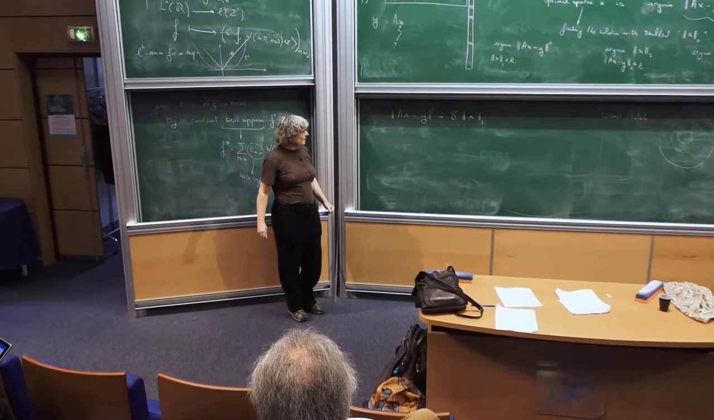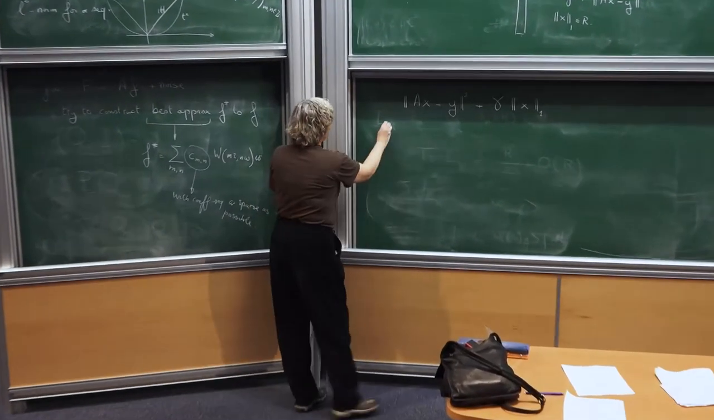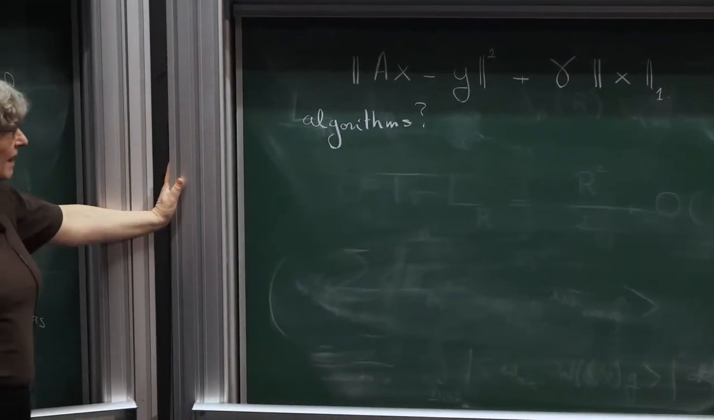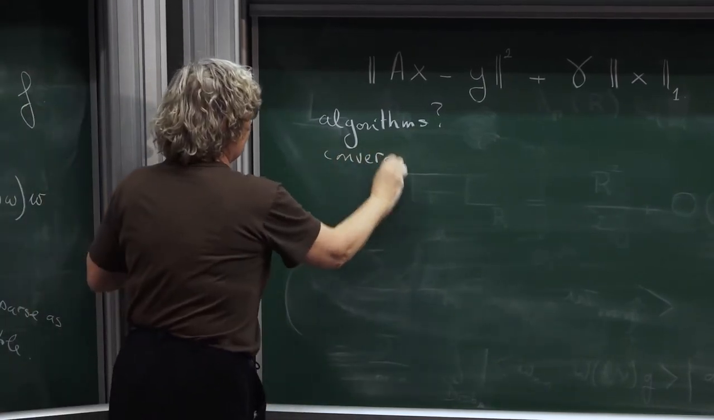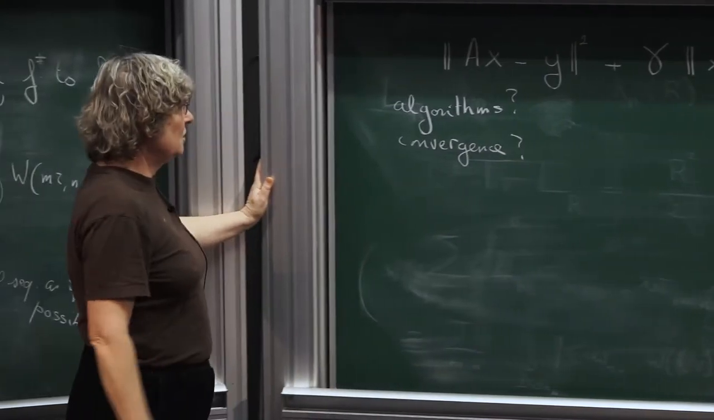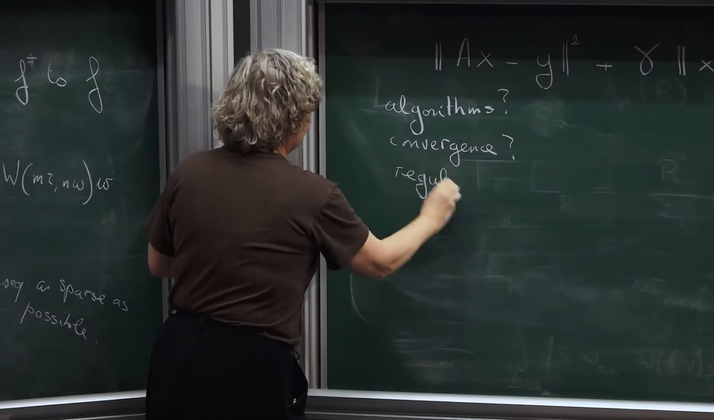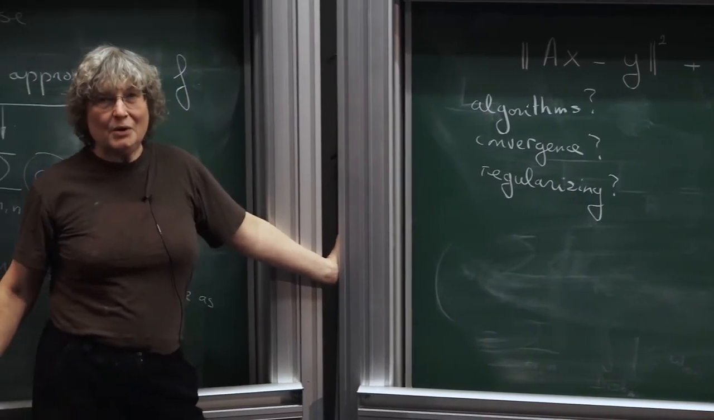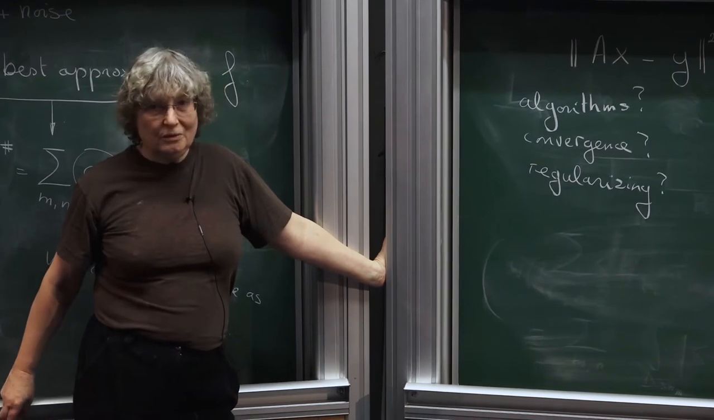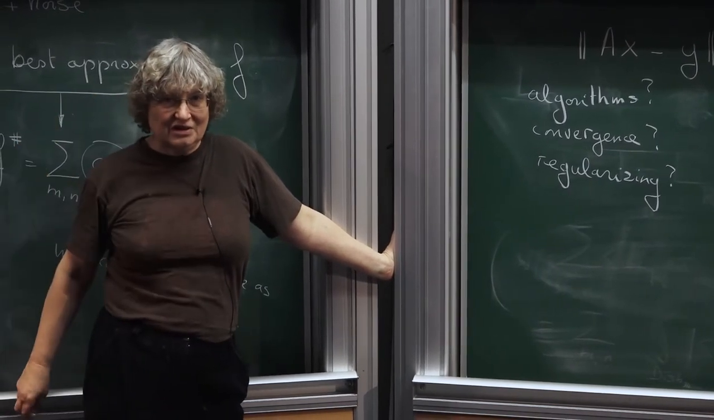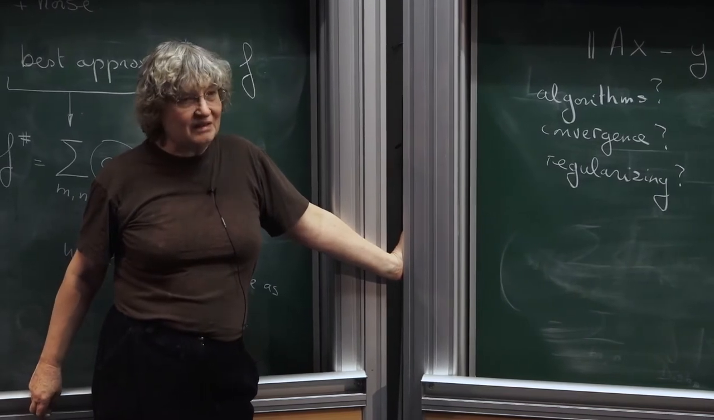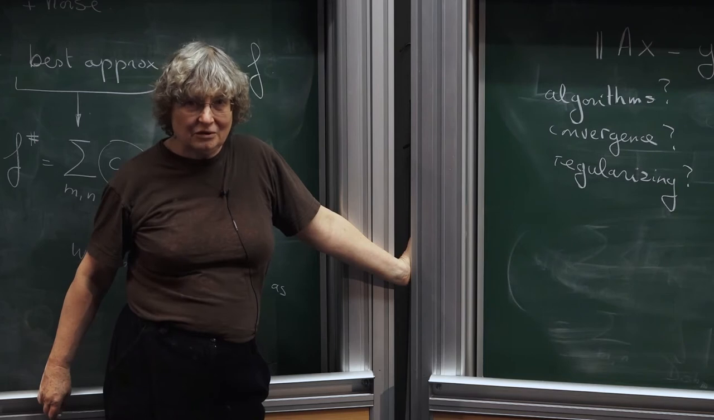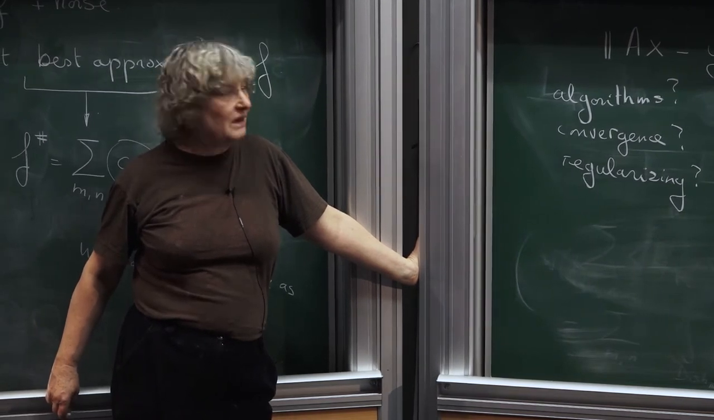So you want to find algorithms for solving that. You want to prove convergence. And you want to also prove that it's regularizing. Typically the operator A, even if A has no kernel, which is often the case (not the case in the overdetermined situation, where you do have a kernel), still has eigenvalues that can go very small. And so the operator is not invertible, it doesn't have a bounded inverse.